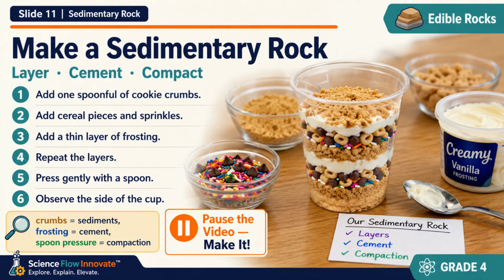Let's make our first edible rock model. Add 1 layer of cookie crumbs to your clear cup. Then add cereal pieces, sprinkles, or other small ingredients. Add a thin layer of frosting to act like natural cement. Repeat the layers and then gently press everything with your spoon. The pressure represents compaction. Pause the video, make it. Create at least 3 visible layers. Do not eat your model yet. We need to observe and record it first.